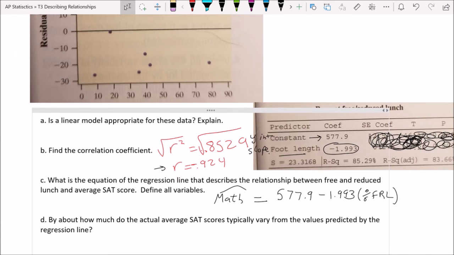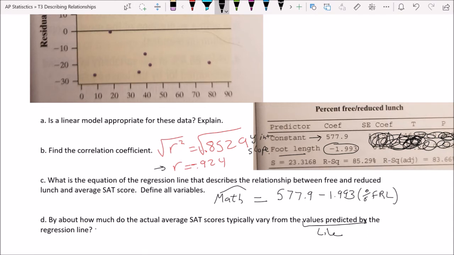All right. D, by about how much do the actual SAT scores typically vary from the values predicted by the regression line? All right, guys, it's all about decoding. Let's translate that. What are they asking us about? How far do they vary from the predicted values? The values predicted is the line. Guys, they're asking us about the residuals. How far are you away from the line? They're saying, what's the average distance of the residuals? That's the standard deviation of the residuals. That's right here. That's S. So this is 23.3 points because they're asking about scores.